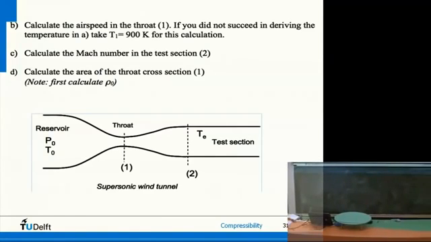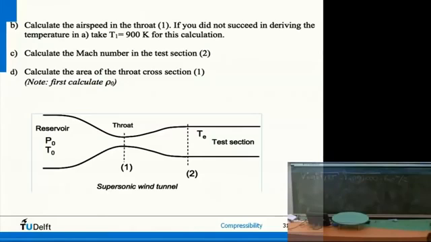Question B. Calculate the airspeed in the throat. So now the airspeed in the throat, we can use the relation we derived earlier. V is square root of gamma R T. Because in the throat we have V is equal to A, so we can use that relation, right? And we just derived that the temperature in the throat is 1000. So we have a speed of 640 meters per second inside the throat.